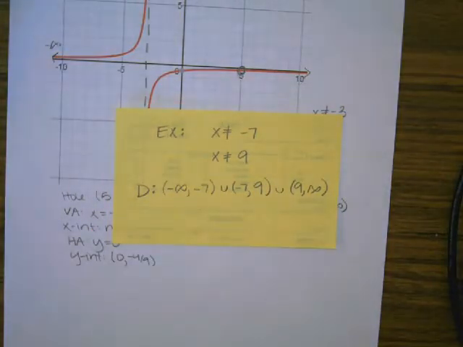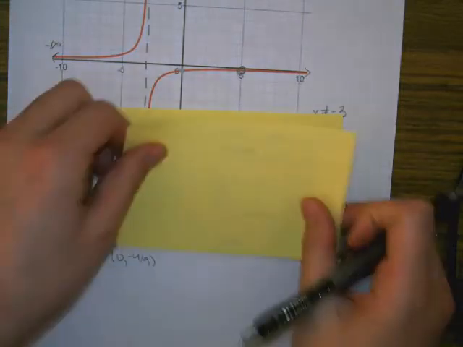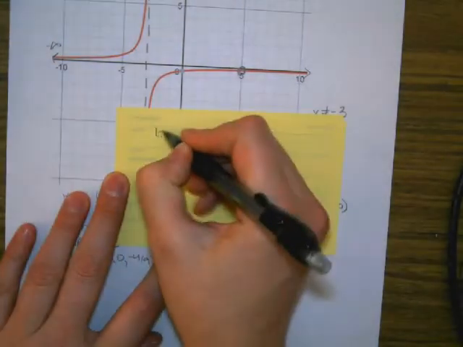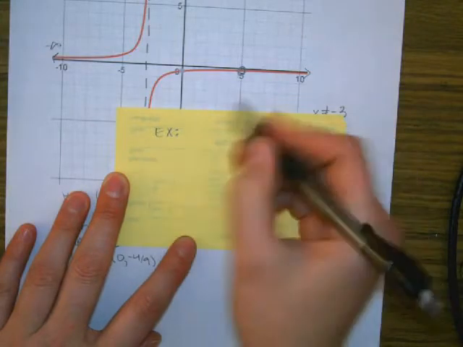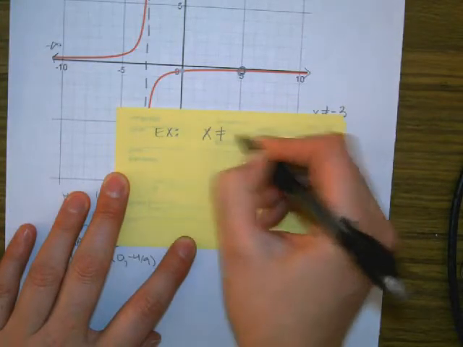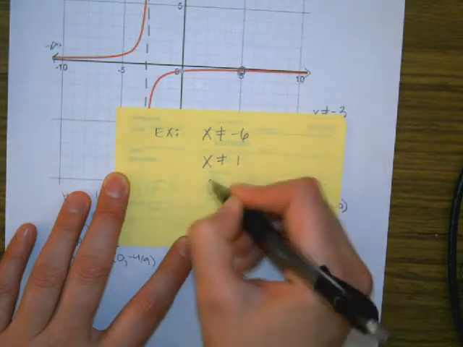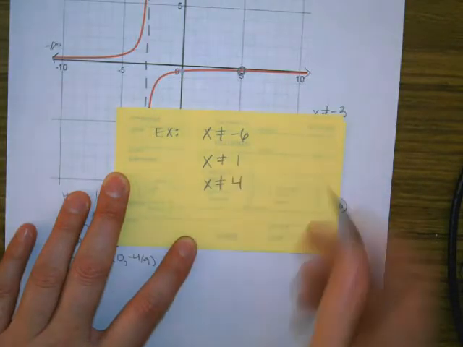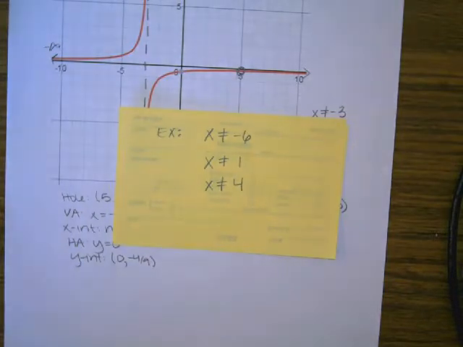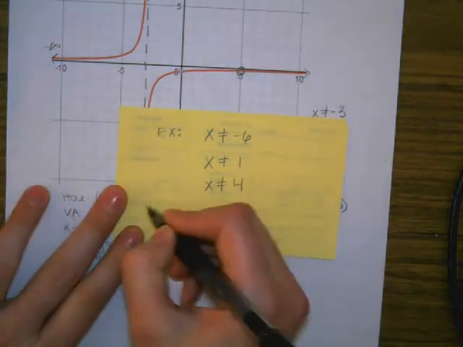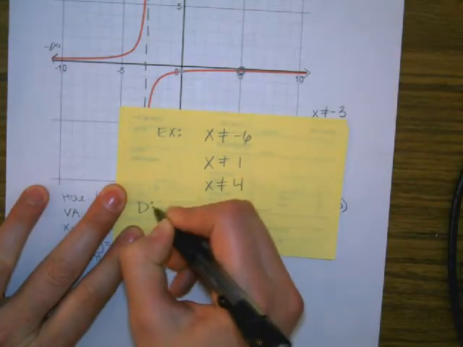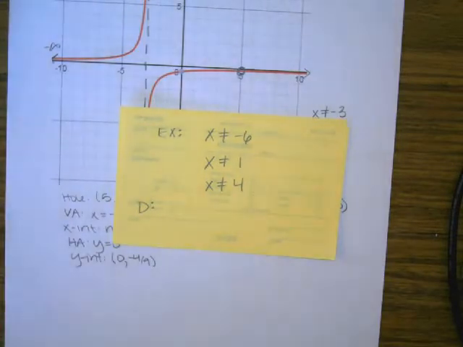On this one, we're going to see if you guys can do it with 3 excluded values. So we're going to say our excluded values are x cannot equal negative 6, x cannot equal 1, and x cannot equal 4. X cannot equal negative 6, or 1, or 4. Someone want to volunteer their first part of the answer? Erica, what did you get?